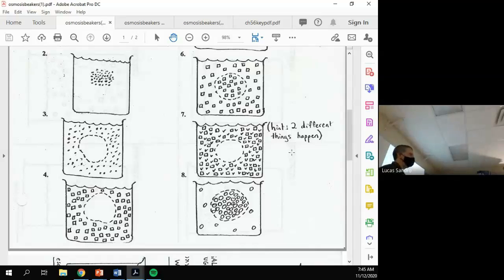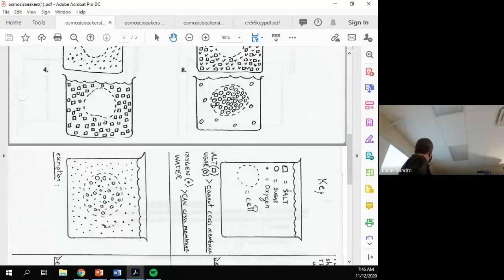And finally, number 8, Riley, what'd you have? Water goes in because there's more water here and less water here. Even though there's some sugar, this is higher concentration of water, this is low. So sugar out and water goes in. Excellent.